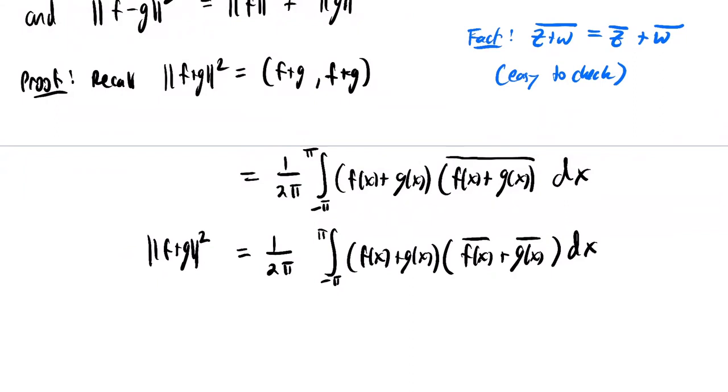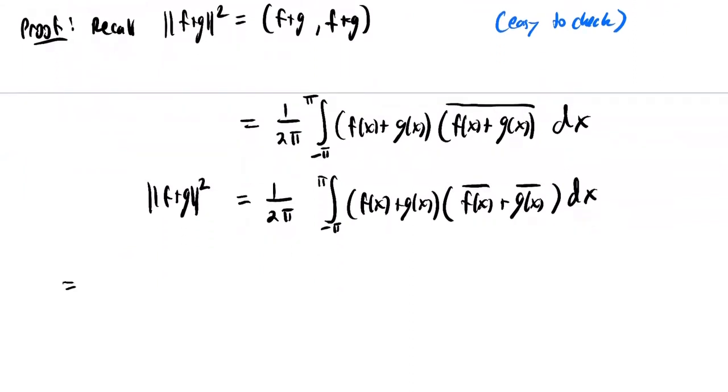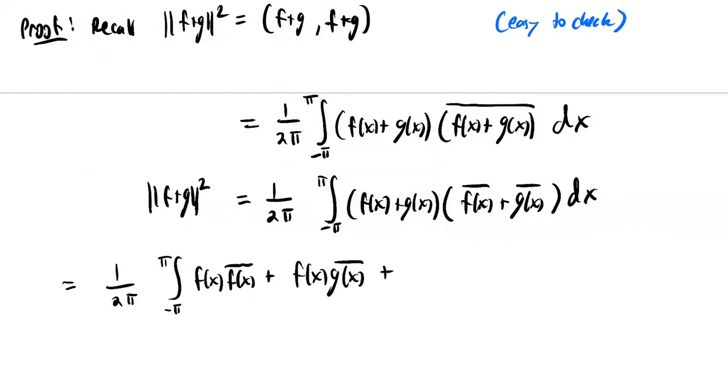dx. And now I'm just going to distribute everything. I'm just multiplying a bunch of functions. So let's write this all out. So this is 1 over 2 pi times the integral from minus pi to pi. Well, I have f of x times f bar of x, plus f of x times g bar of x, plus g of x times f bar of x, and then finally plus g of x times g bar of x dx.